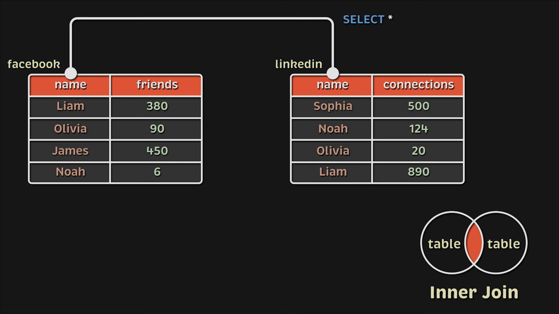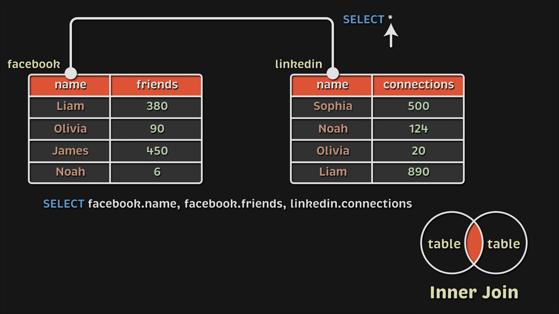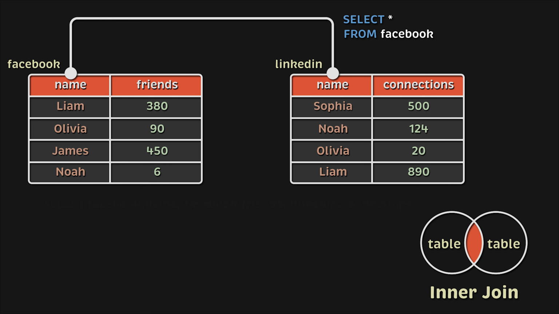For that, we can write the following SQL query. We'll use star to collect all columns from both tables. In the real world, you would define specific columns you want to select. Then we specify the first table and the second table. Inner join is the default join, so you can just write join. Next is the most important part for the join. You need to specify the columns that SQL will use to match the values in join tables. So in our case, the name in the Facebook table must match the name in the LinkedIn table.